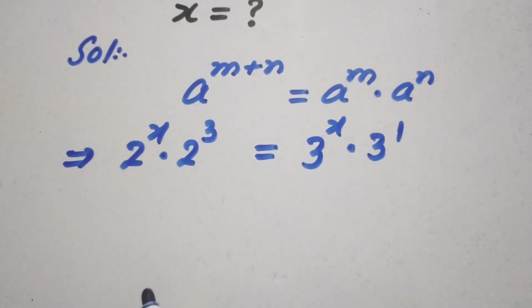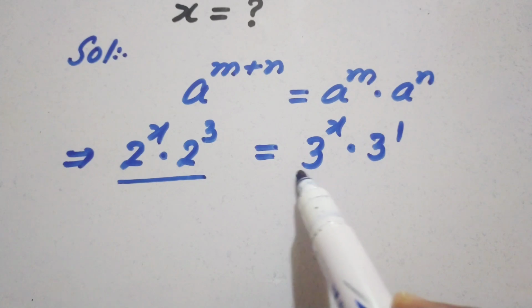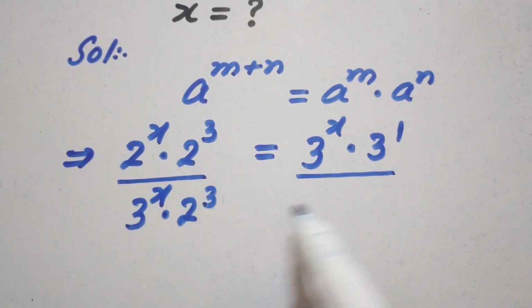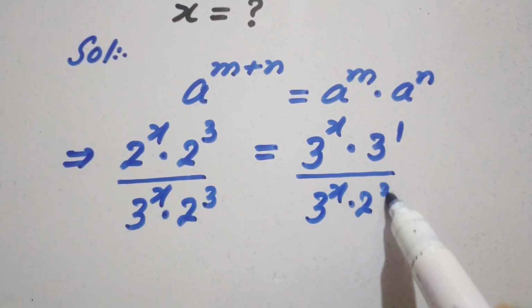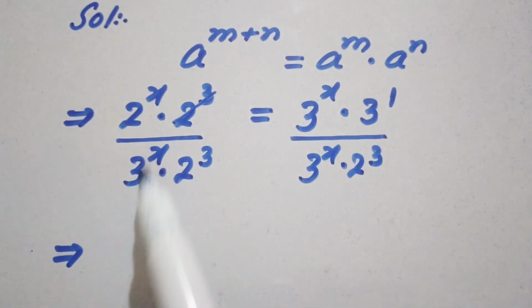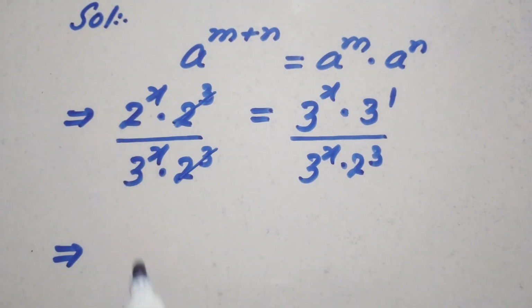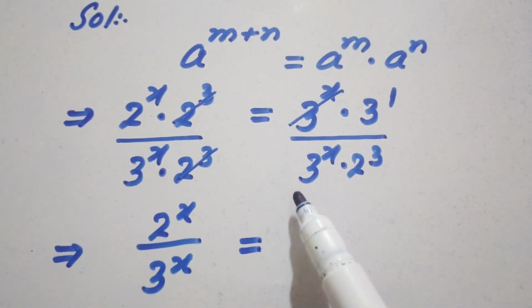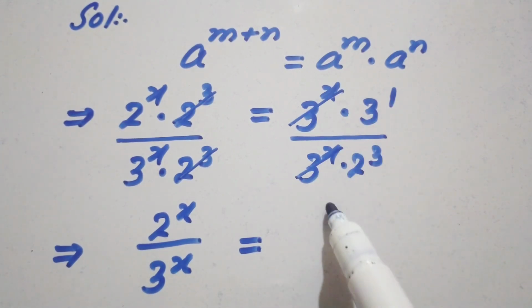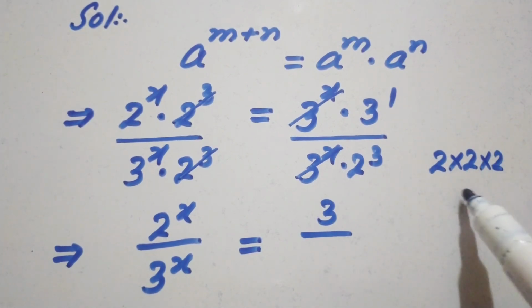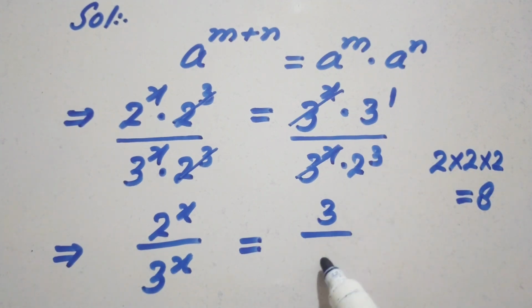So now dividing both sides by 3 power x into 2 cube. Now at the left hand side, 2 cube from numerator and 2 cube from denominator cancel out each other. We will be left with 2 power x divided by 3 power x is equal to, at the right hand side, 3 power x from numerator and 3 power x from denominator cancel out each other. We will be left with 3 divided by 2 cube, means multiplying 2 three times we get 8. So this will become 3 divided by 8.